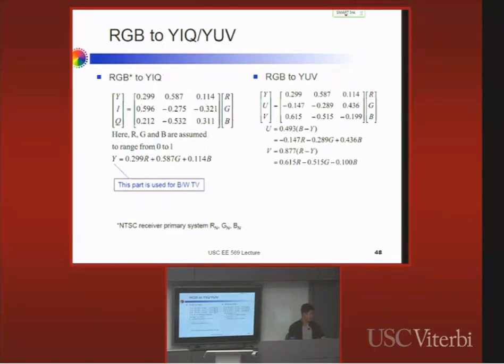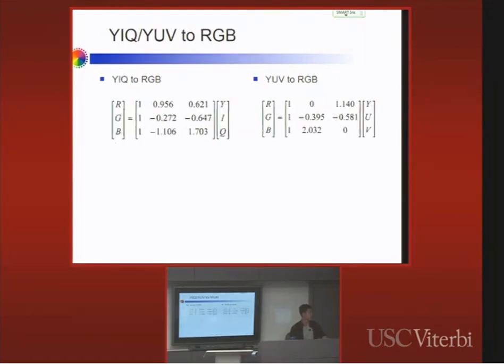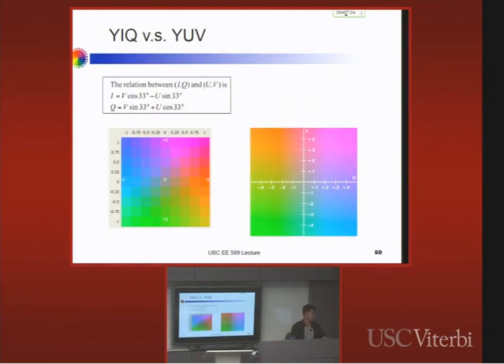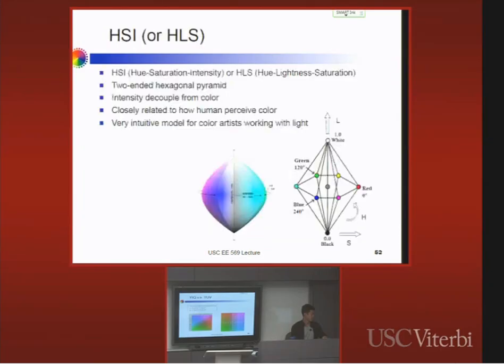These spaces can be converted to each other. A lot of numbers here, you don't need to remember. Whenever you need it, just Wikipedia it. From RGB to YIQ, RGB to YUV, and from YUV back to RGB, it's very simple, just a 3x3 matrix multiplication. Some differences between YIQ and YUV.